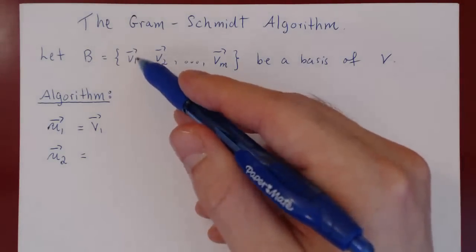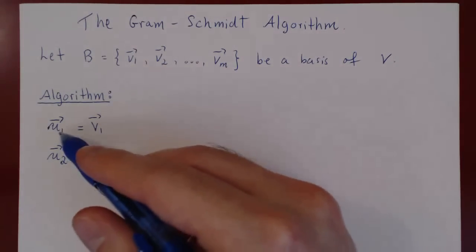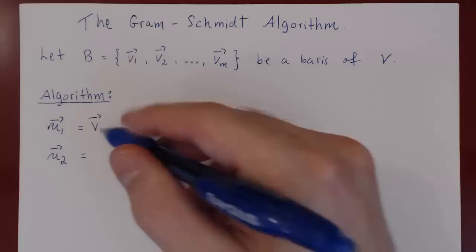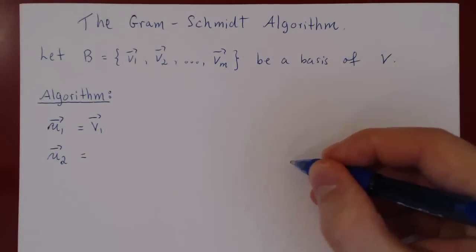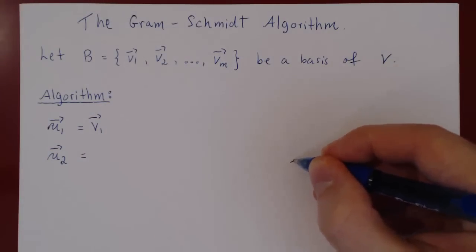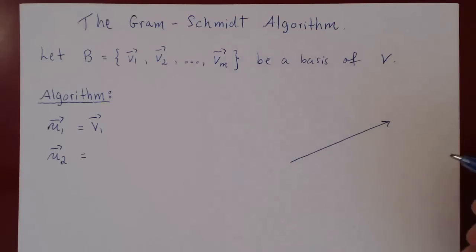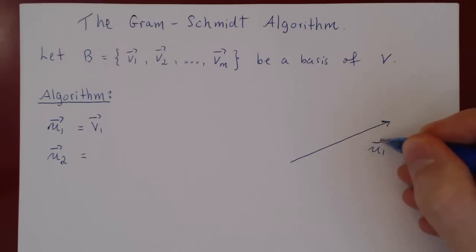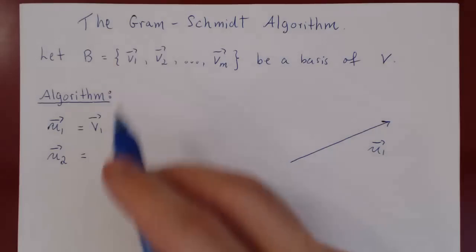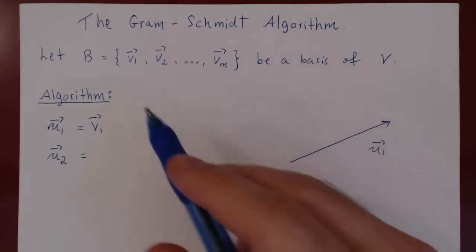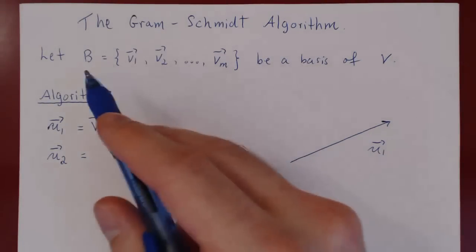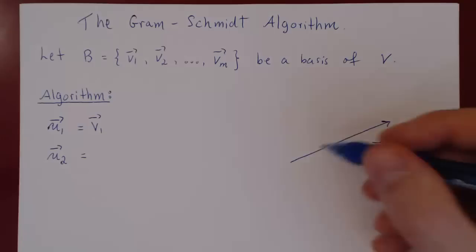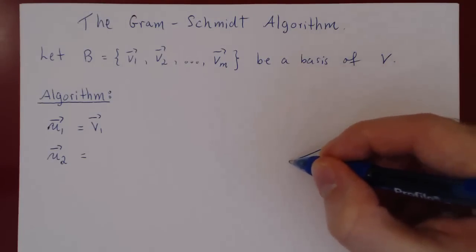Now just visualize what we have so far. Vector u1 is vector v1. That's our first basis vector of our new basis. So imagine this is vector v1, which is u1. And now we have vector v2. Now vector v2, because B is a basis, cannot be parallel to v1. So suppose that v2 looks something like this.